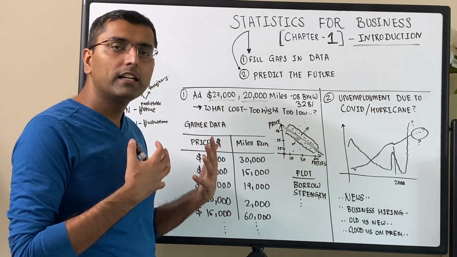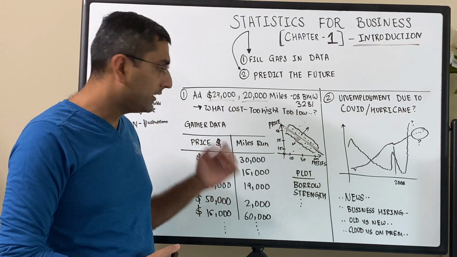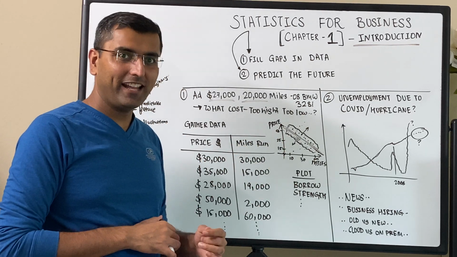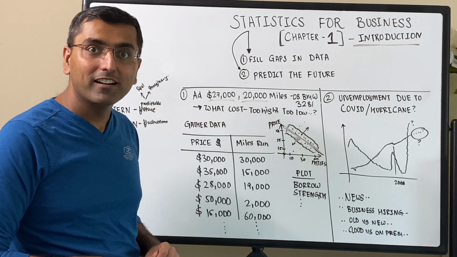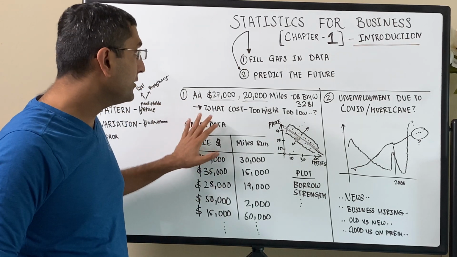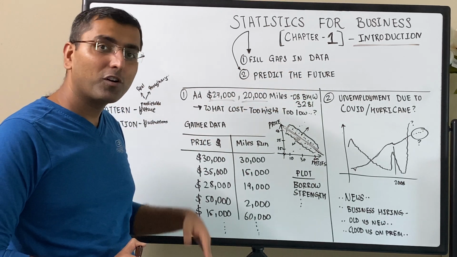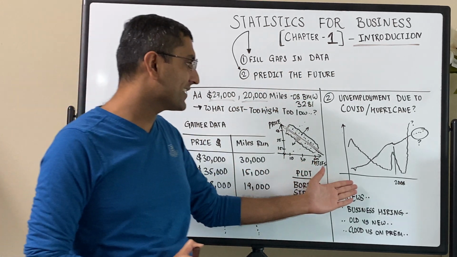We borrowed strength from data. The data told us that, hey, most likely this is cheap, right? And so then we can say, let's go buy the car. So based on data, we were able to fill the gaps in our understanding, whether this is cheap or whether this is expensive. Let's take another example.